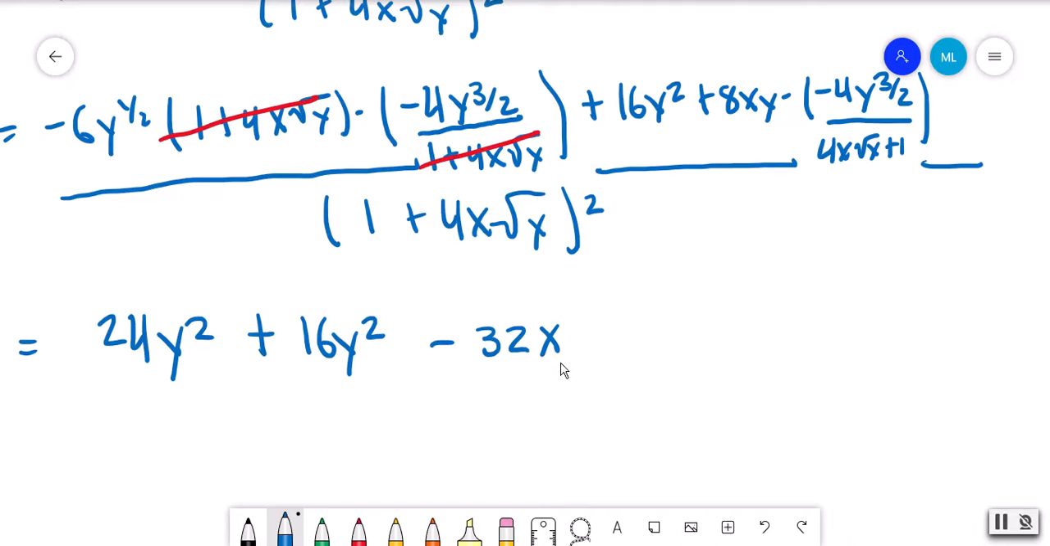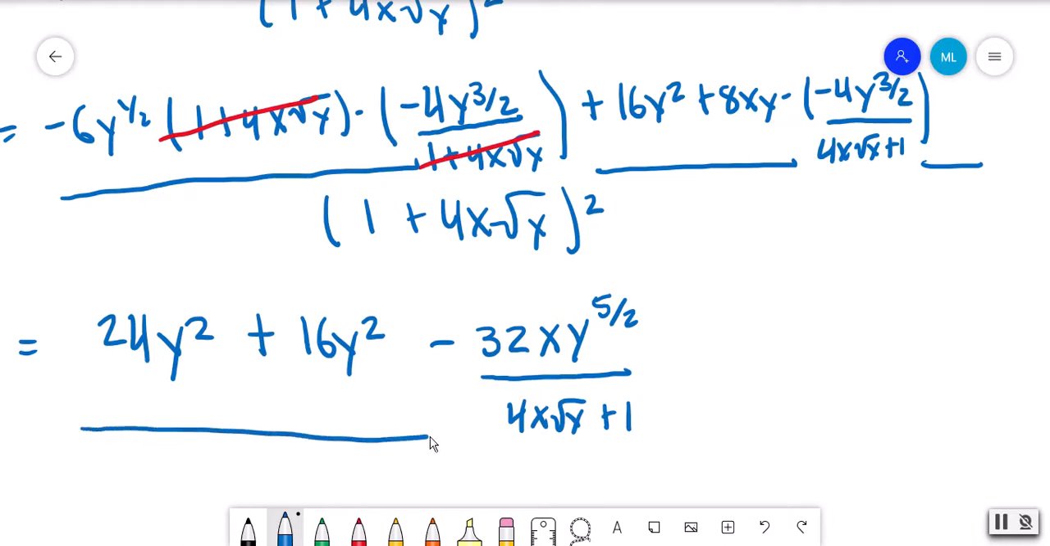No, wait. That's 1, right? So that's going to be 1. So that's going to be 5/2. So that's going to be y to the 5/2, and all of this is divided by 4x, the square root of y plus 1. Now, remember that essentially you're still dividing by that denominator that I keep repeating.